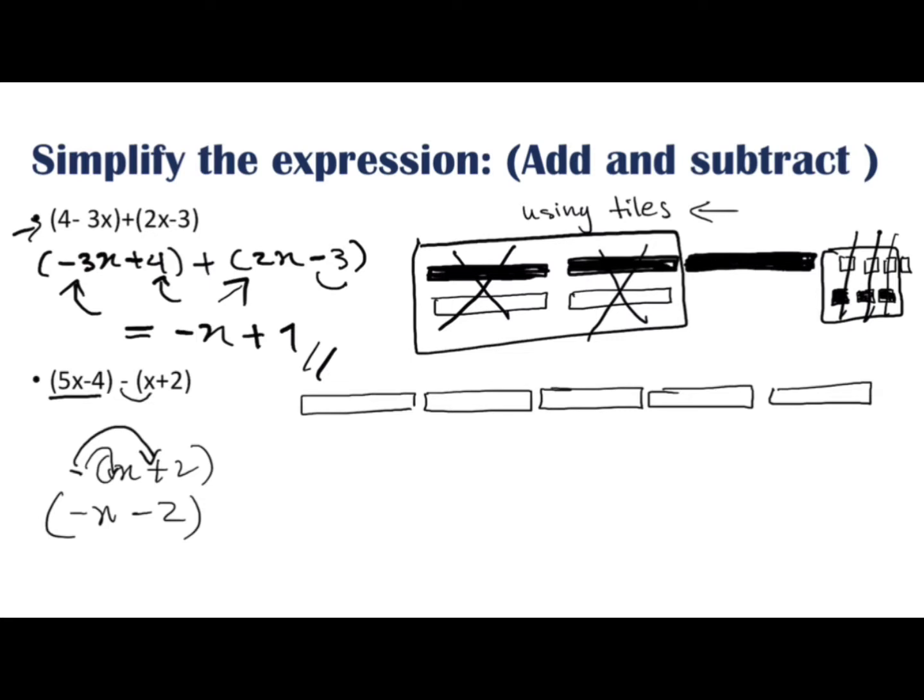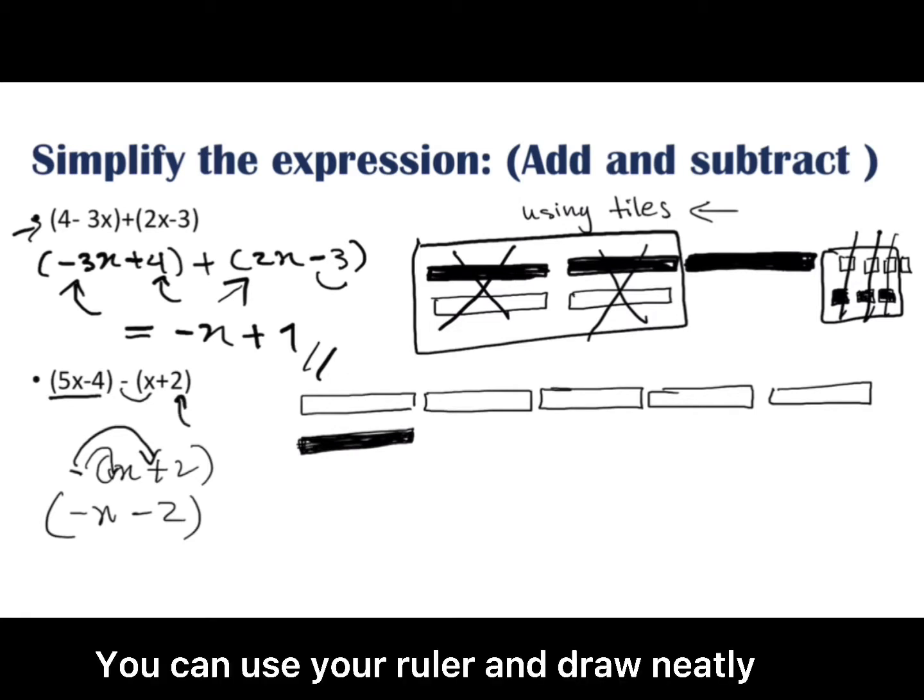We have already seen this, so you won't have any problem. So we have negative x means 1 negative tile, and then again negative 2, and for this we have negative 4.